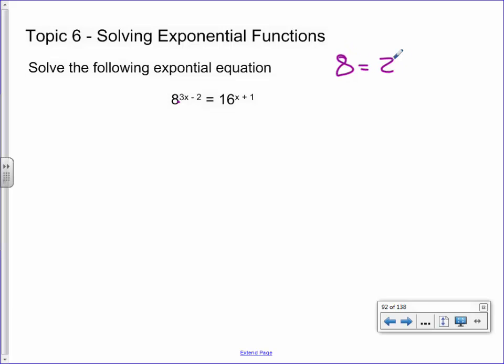8 can be written as 2 to the power of 3. Does that make sense? And 16 can be written as 2 to the power of 4. And so here's the trick. Rather than writing it as 8, I'm going to write it as 2 to the power of 3. But you know how there's already a power up there? What that means then from a math perspective is that we're going to have to FOIL the new 3 that we get with the exponent that was already there.